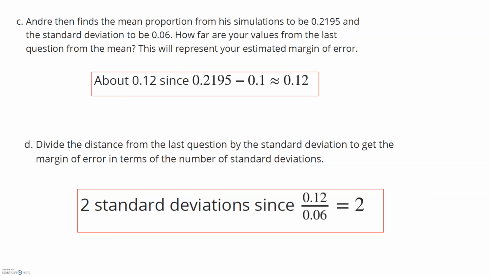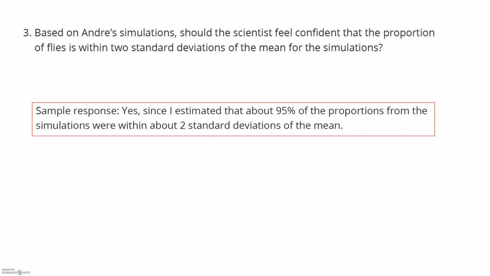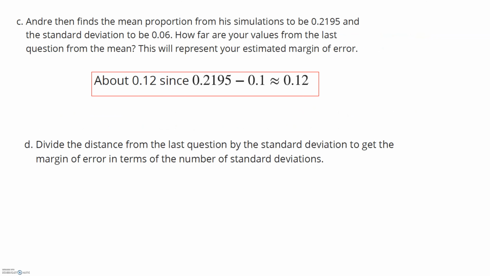So all these numbers match. Therefore, can I answer this question? Yes. Based on Andre's simulations, should the scientists feel confident that the proportion of flies is within 2 standard deviations of the mean for the simulations? Absolutely yes. Yes, because we get that that estimate of 95% of proportions are actually within 2 standard deviations of the mean. So this one was really straightforward.